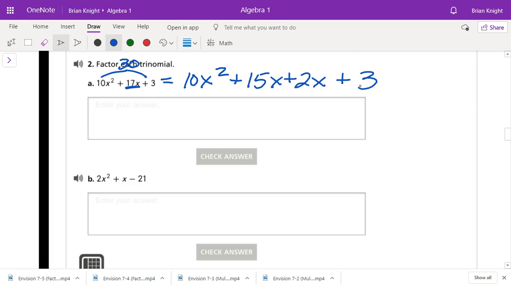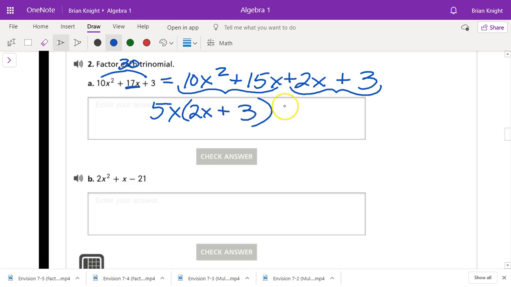And then I group. It's called grouping, okay? So this first group, what do they have in common? 5x. And if I took 5x out of both of those, I would have 2x plus 3. What does that have for its greatest common factor? 1. Now, normally I wouldn't take it out, but when you're grouping, you need to take it out. So that's plus 1 times 2x plus 3.